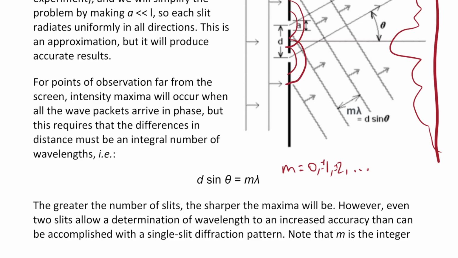meaning as you increase theta, at certain theta values, you're going to get integer m. And if you have an integer m, then you're going to have a maxima. So you'd have integer m at these points.